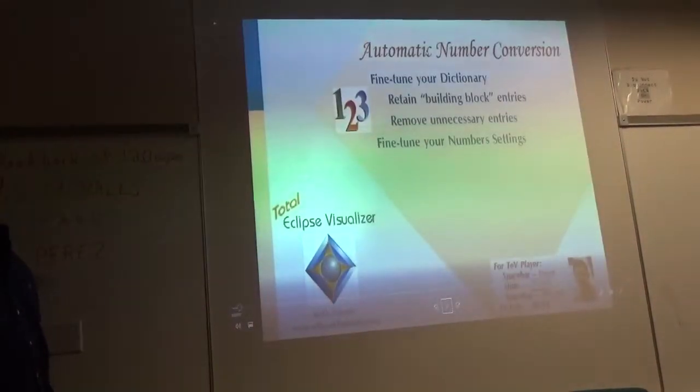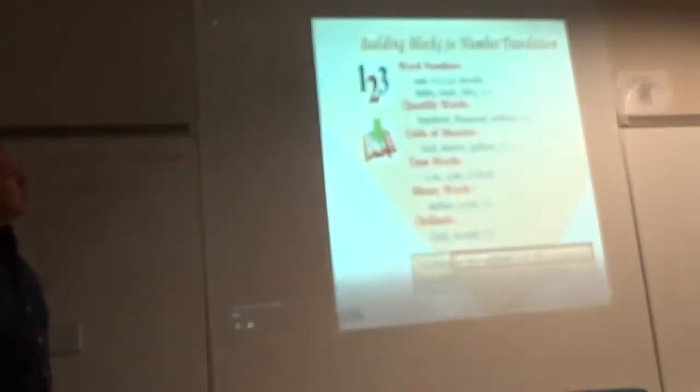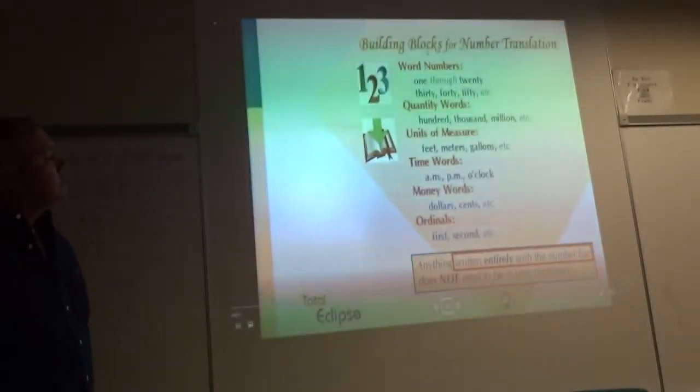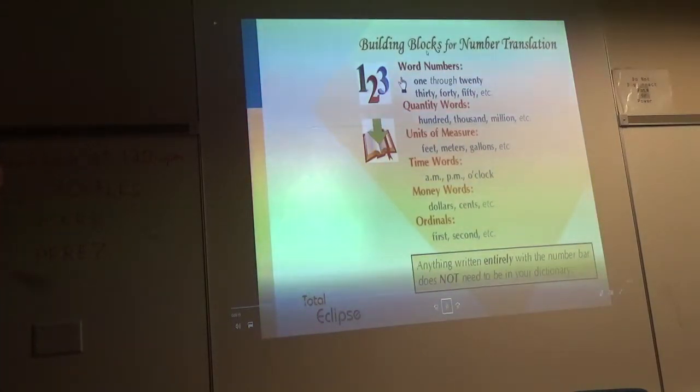With Eclipse, 2 basic steps will give you excellent number translation. Fine-tune your dictionary and fine-tune your number settings. Pure number bar strokes aren't even necessary in your dictionary. Other numbers building blocks will be defined as words, not digits.